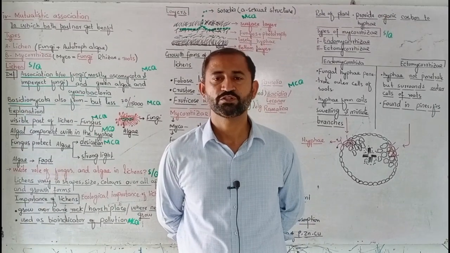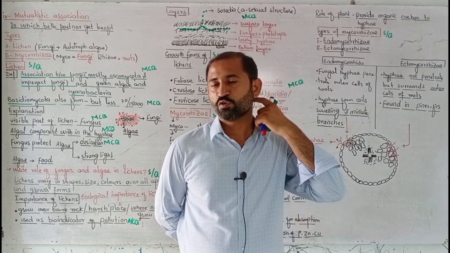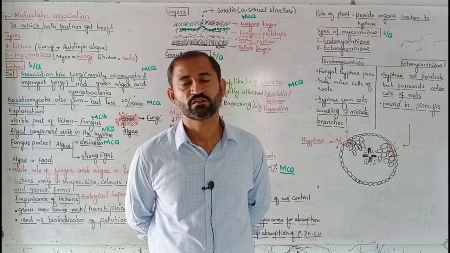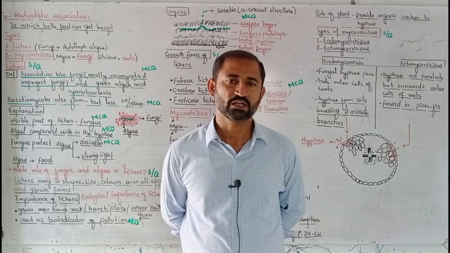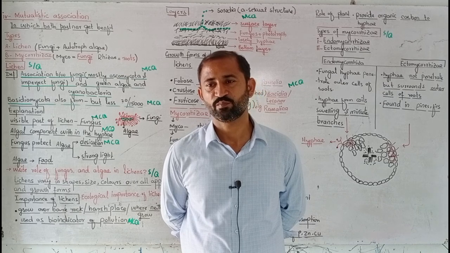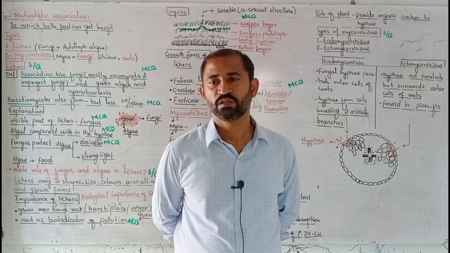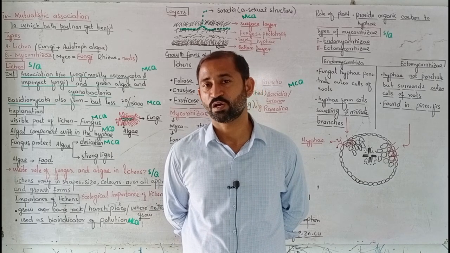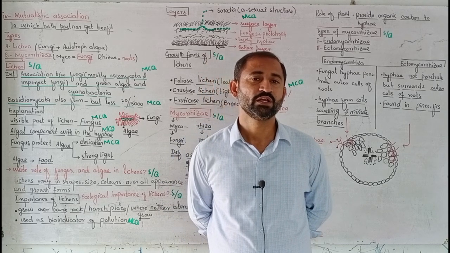Fourth mode of nutrition in fungi is mutualistic association. We know that there are two different types of mutualistic association in fungi. Number one is called lichen, and number two is called mycorrhiza. Lichen and mycorrhiza, we will explain in this topic. Keep in mind that lichen is also a separate long question, whereas mycorrhiza is also a separate long question.